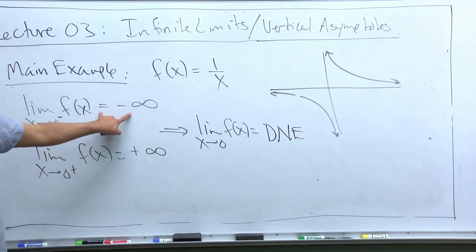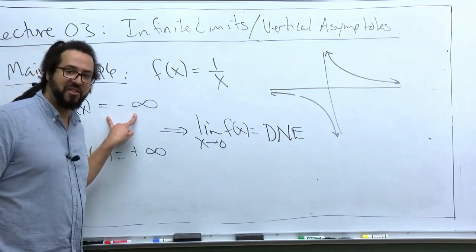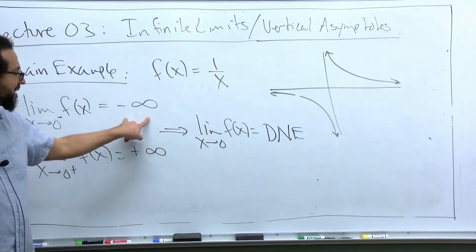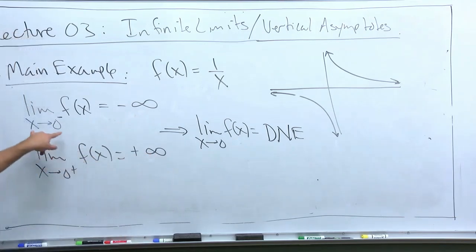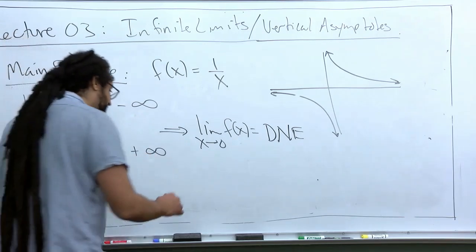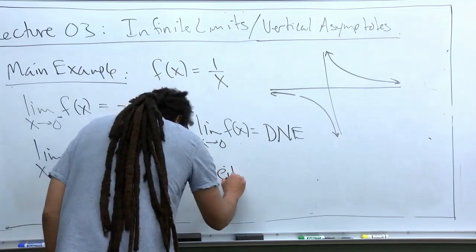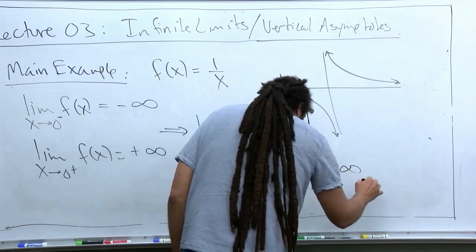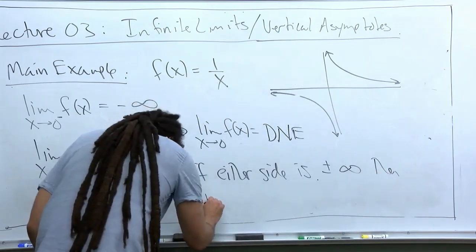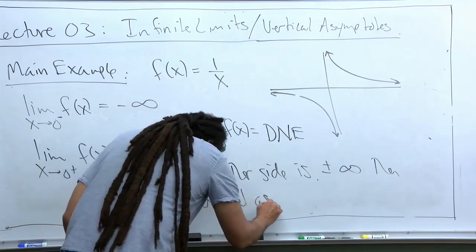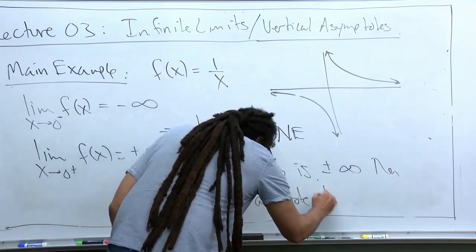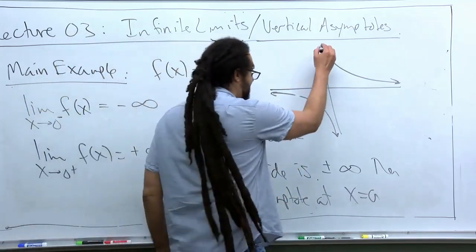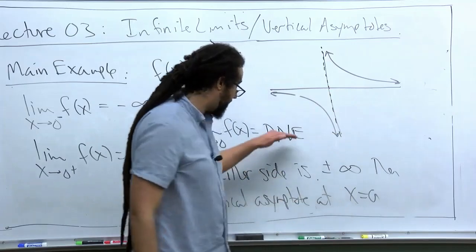If you answer plus or minus infinity to either side, you don't need both, but if you answer plus or minus infinity to either side, then we will say the function has a vertical asymptote at x equals a. So if either side is infinite, then there is a vertical asymptote at x equals a. So in this situation, there is a vertical asymptote at x equals 0.